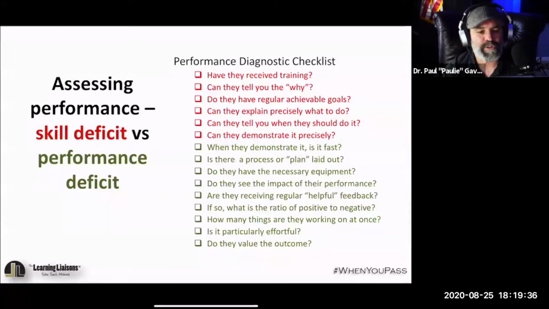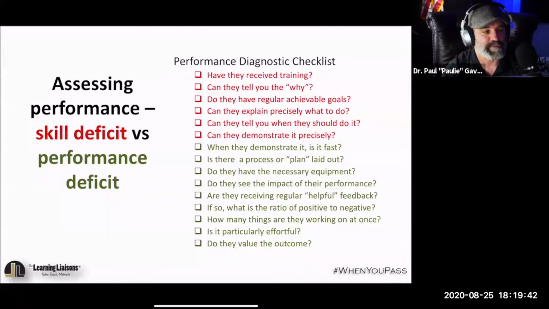So here's part of those articles I was talking about, this performance diagnostic checklist, and this will make sense. If somebody's not performing well, there's two halves. The skill deficit's in the red. Have they received training? These are simple questions you can ask. Do they understand the why? Why do you think it's important that people understand the why? You can type in the box here.